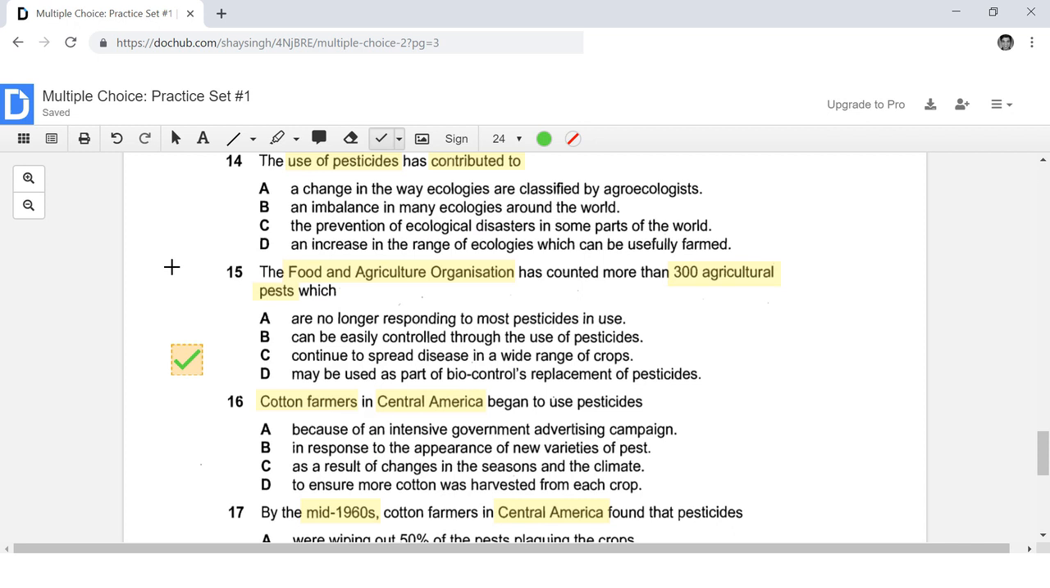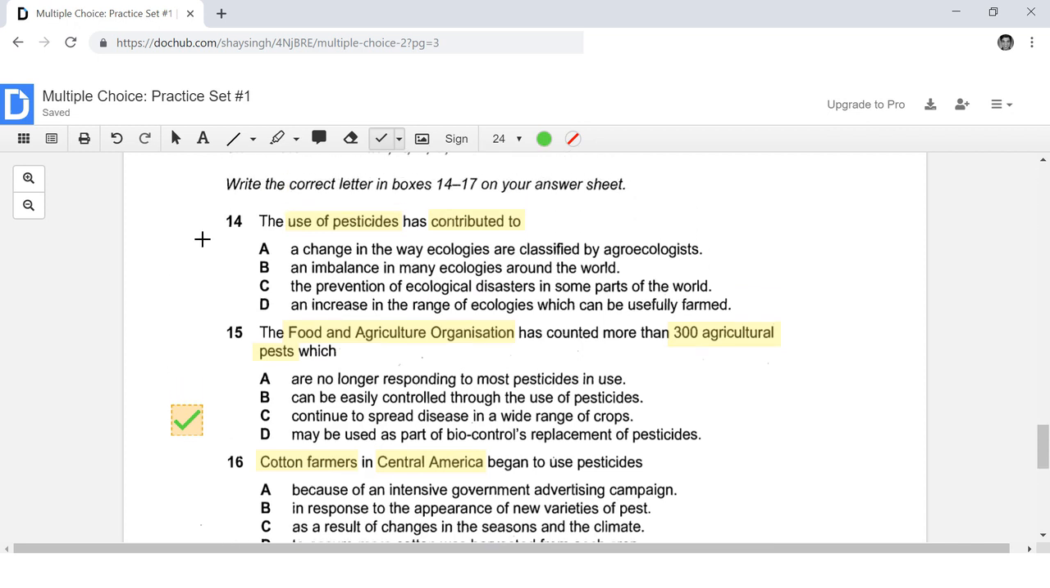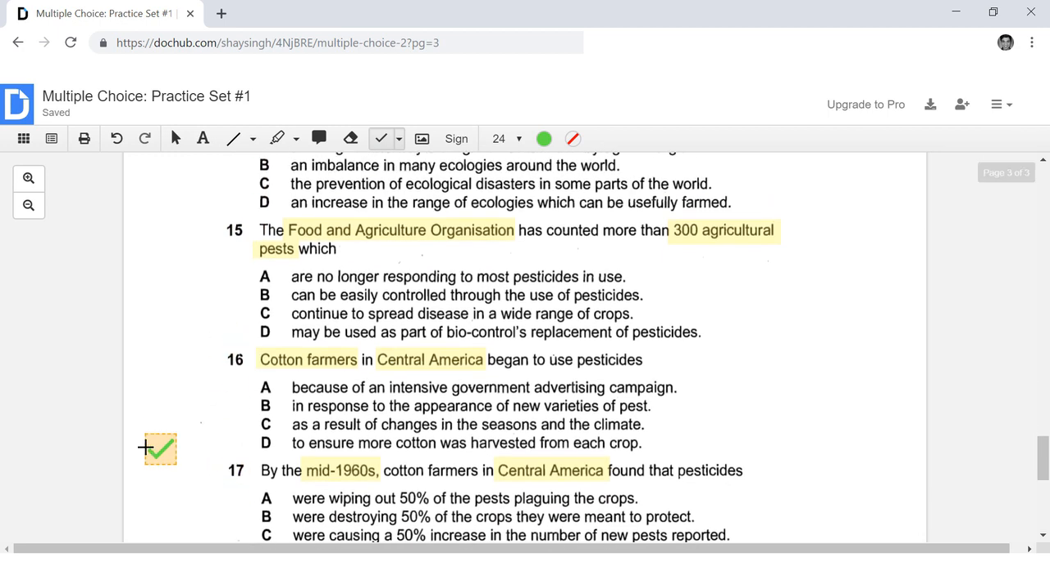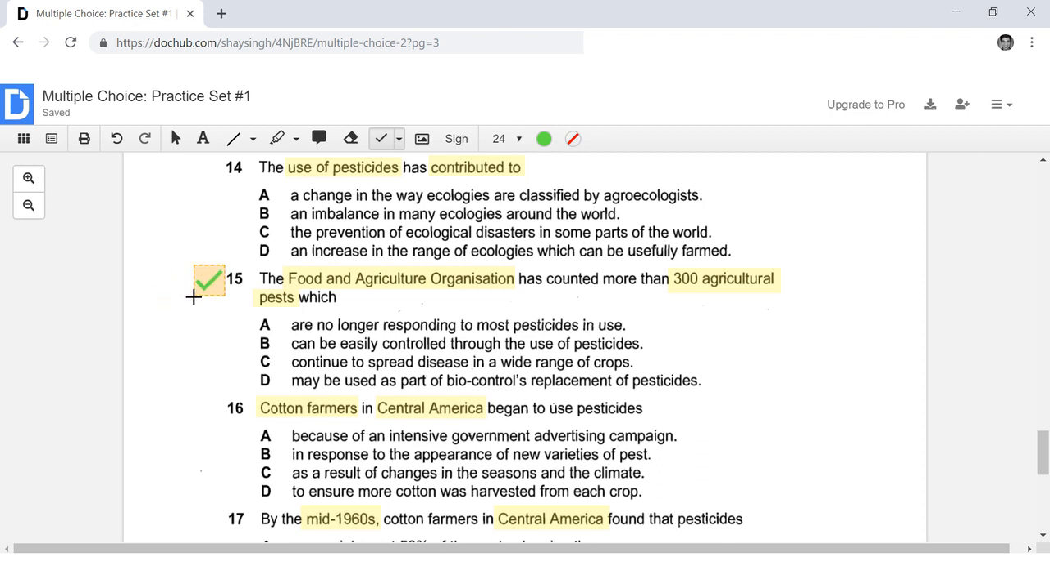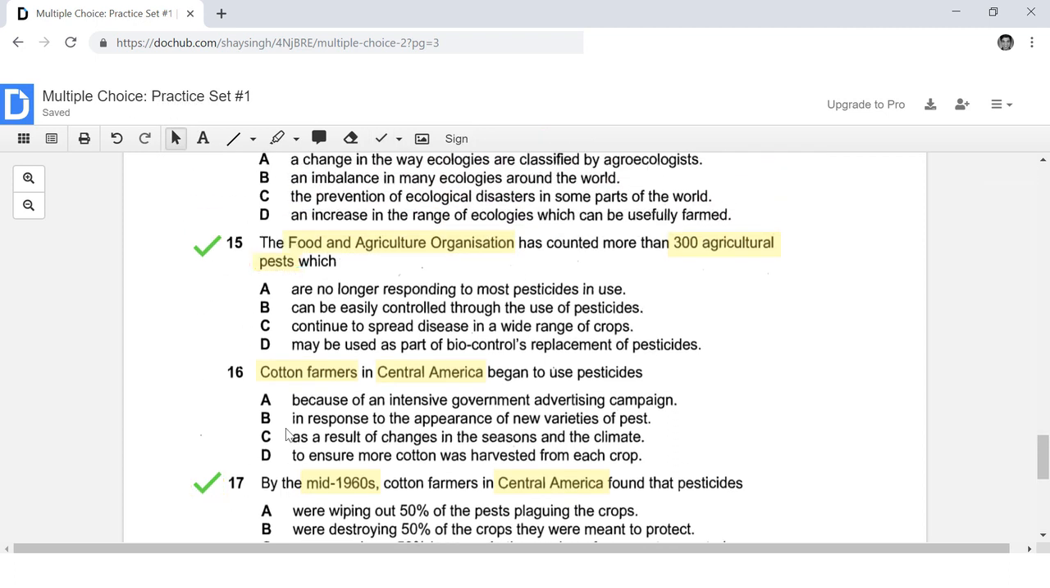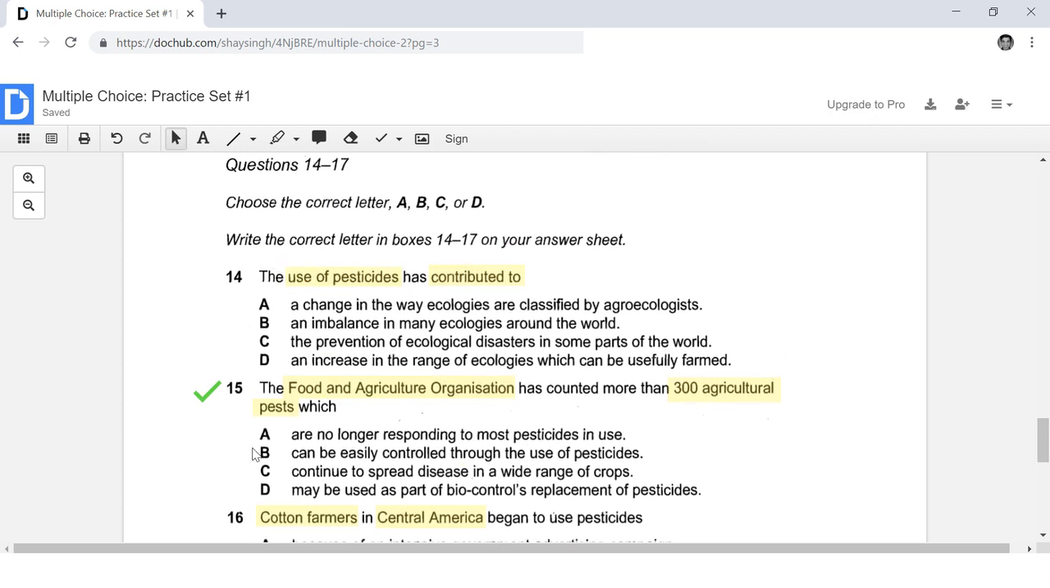Great. Now what I want to do at this point is identify the easy question types. Guys, which one do you think is going to be the easiest question to answer? 14, 15, 16, or 17? In my view, number 15 is going to be the easiest to answer because we have these great keywords. We have a proper noun and the number 300. Another one that's going to be really easy to find is number 17 because it says mid-1960s. That's going to be very easy to find. So let's do number 15 and number 17 first, and then we'll get around to these other questions.